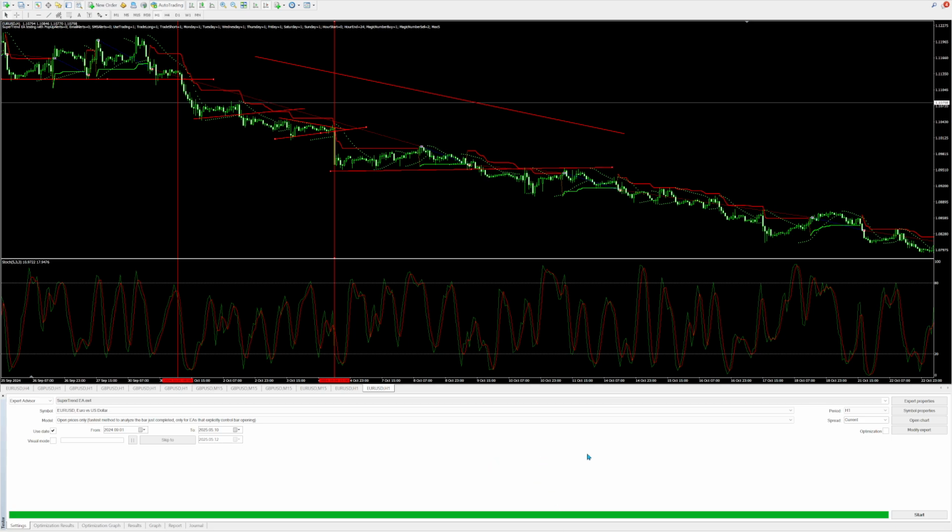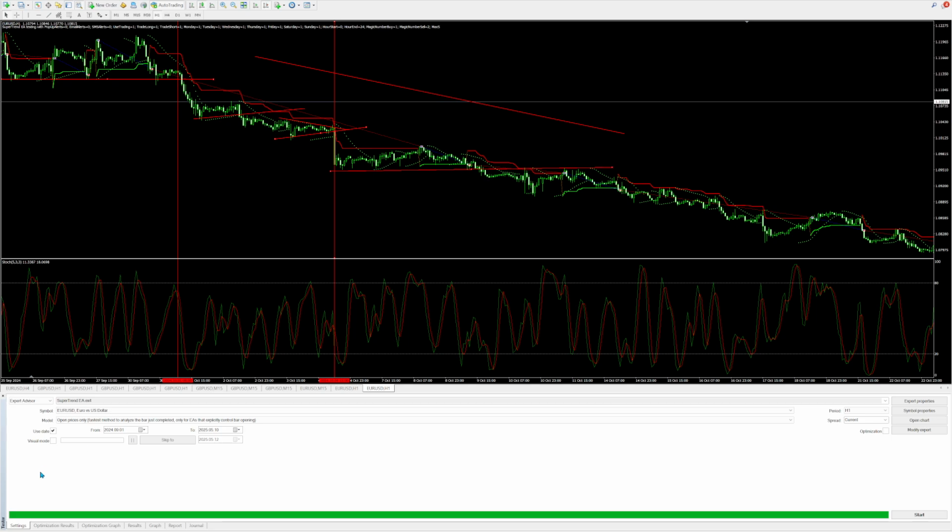Just going to cover optimization quickly. Optimization is basically something you can do in the MT4 strategy tester to get a rough idea of how various combinations and settings work. They're not 100% accurate, and they are based on historical data, so there's no guarantee of what's going to happen moving forward, of course. So what you do is you've got the strategy tester window here.